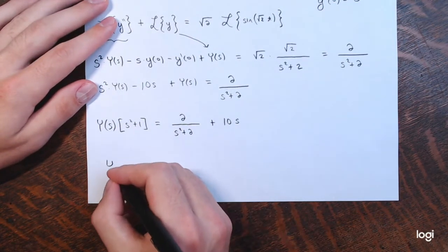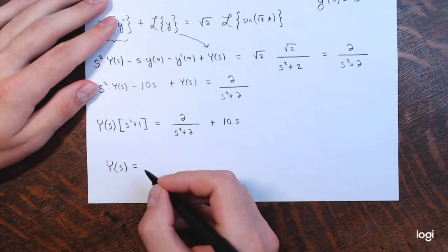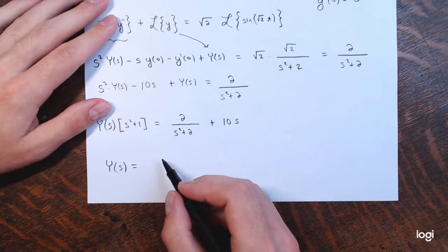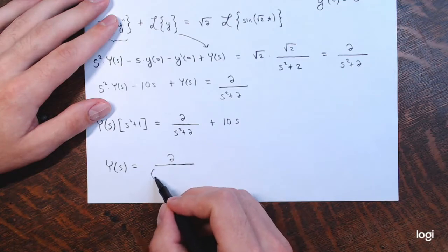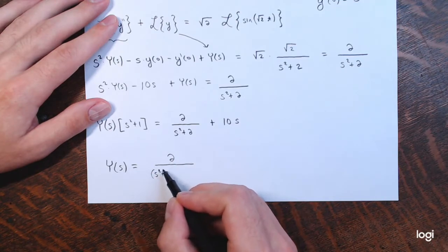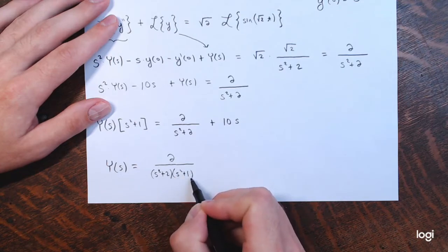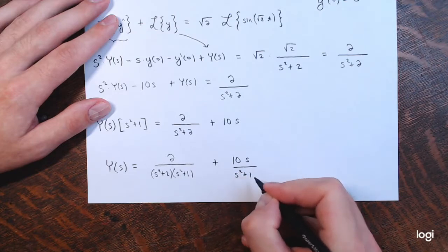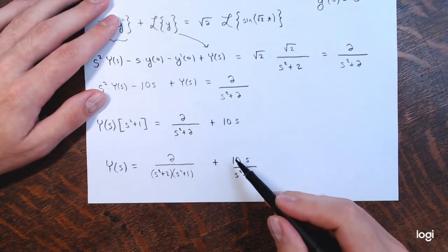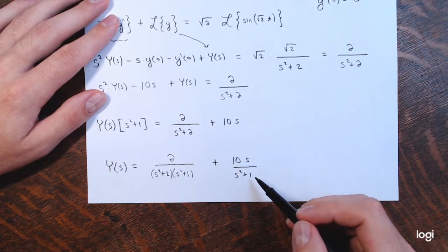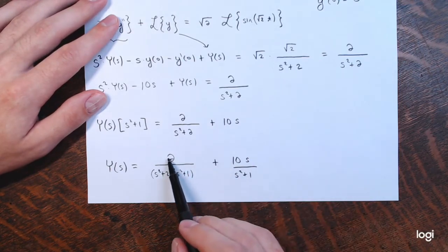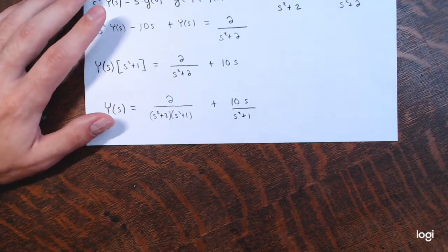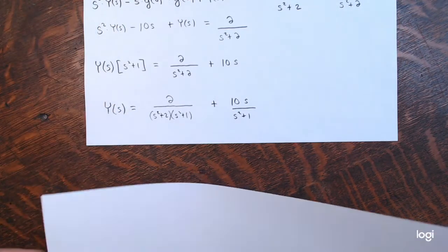So we get the following for the Laplace transform of our solution, and then we need to take the inverse Laplace transform. So we have 2 over s squared plus 2 times s squared plus 1, then plus 10 times s over s squared plus 1. Now this one is an easy one to find the inverse Laplace transform for. It's this one that I need to do partial fraction decomposition for. All right. So let's do that.